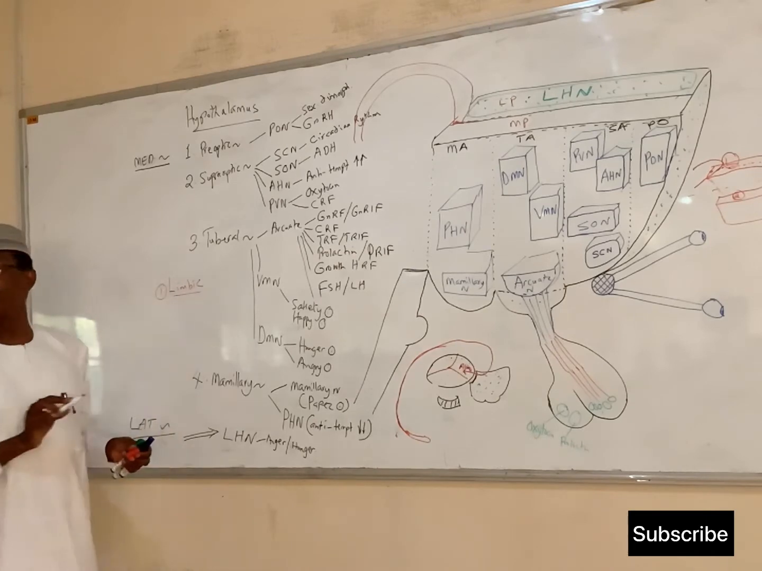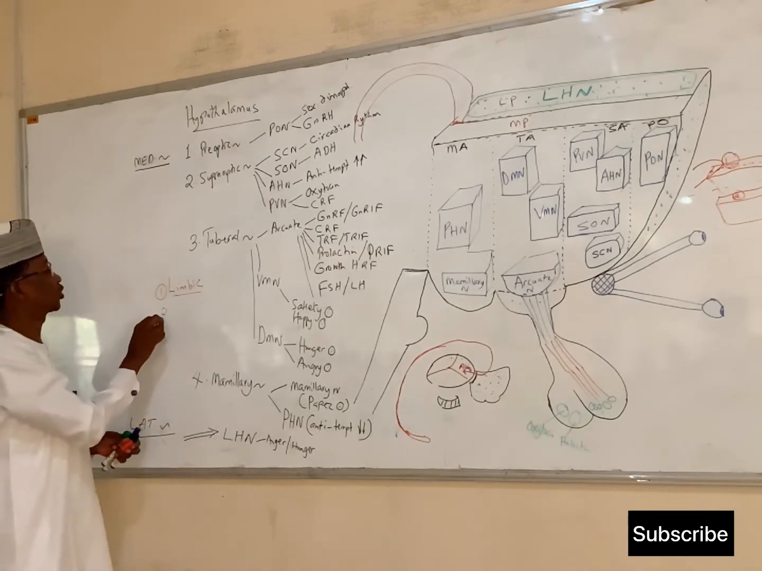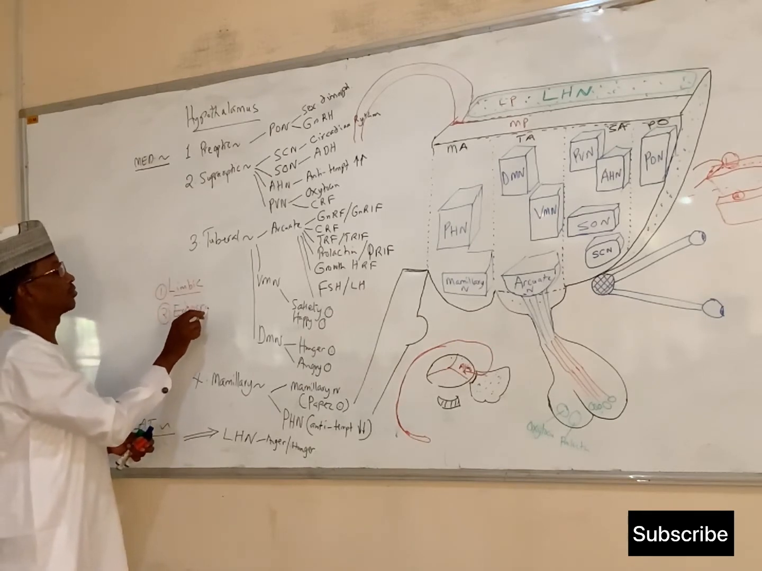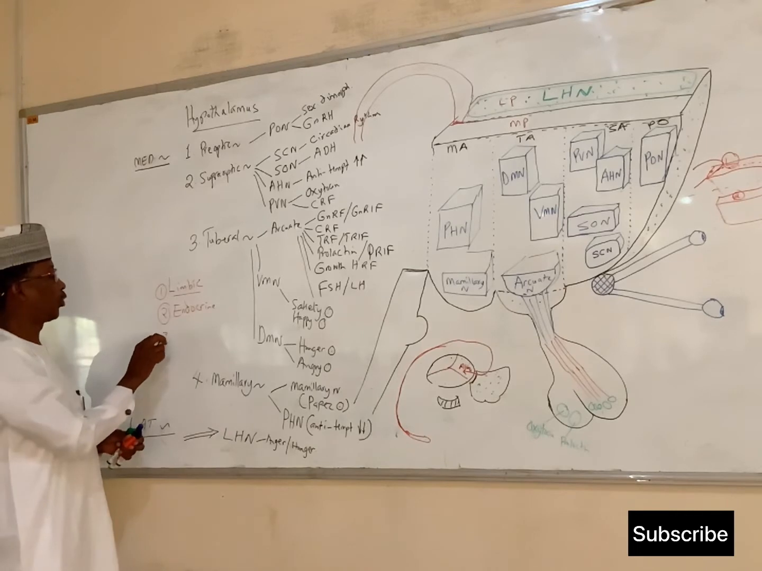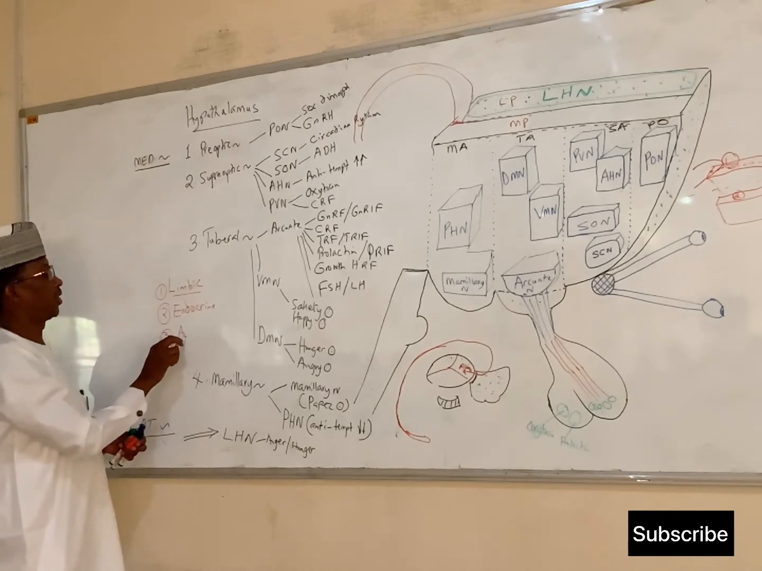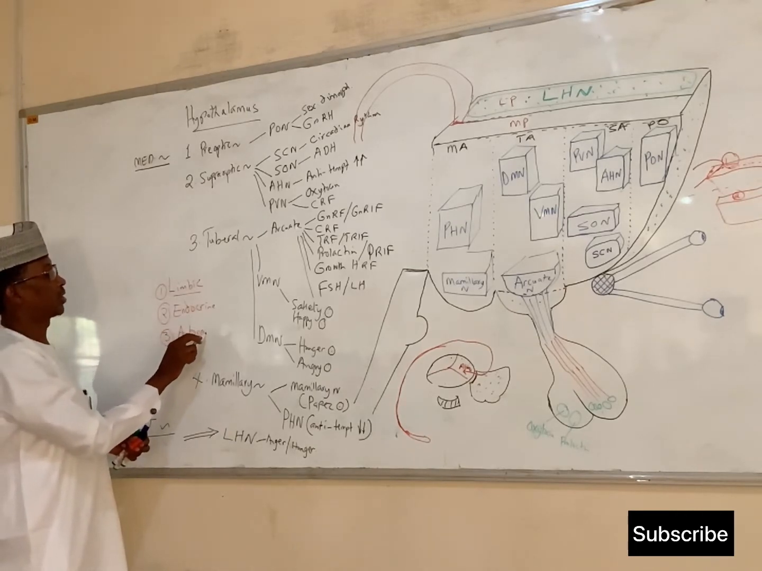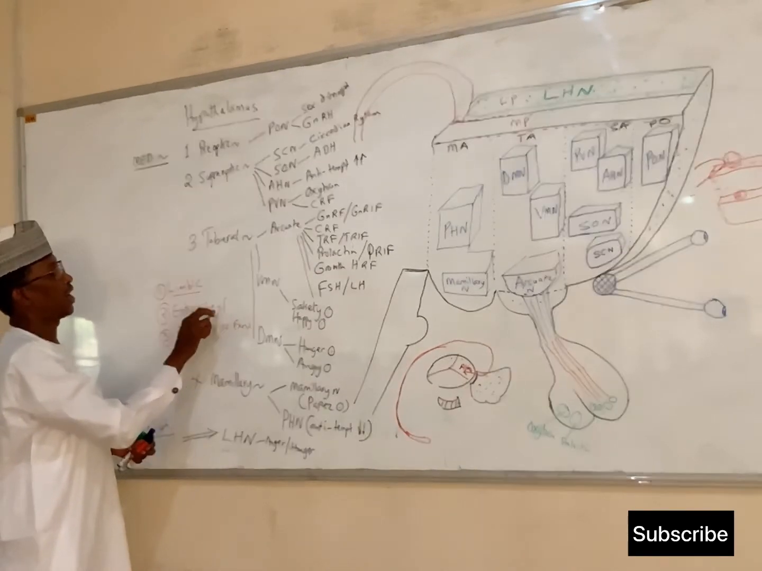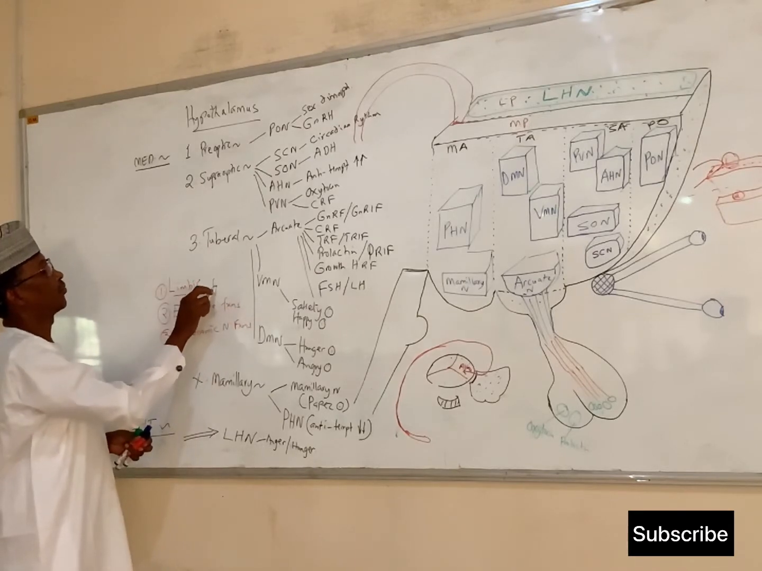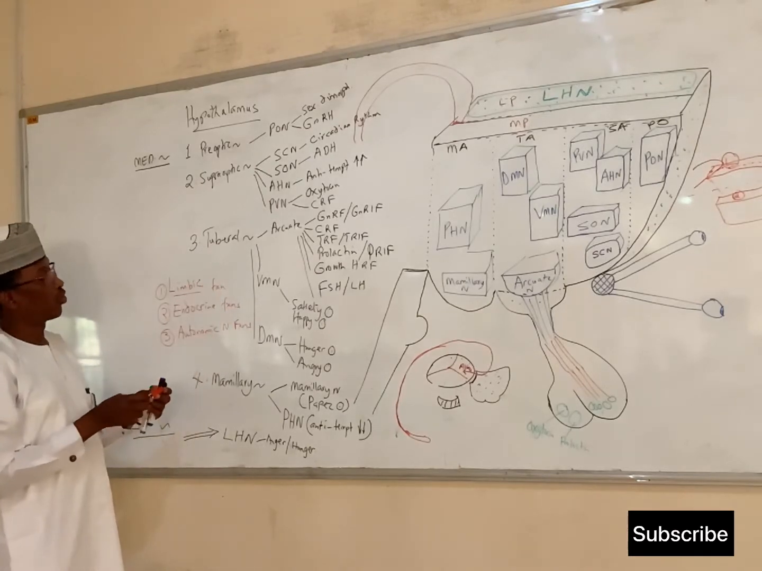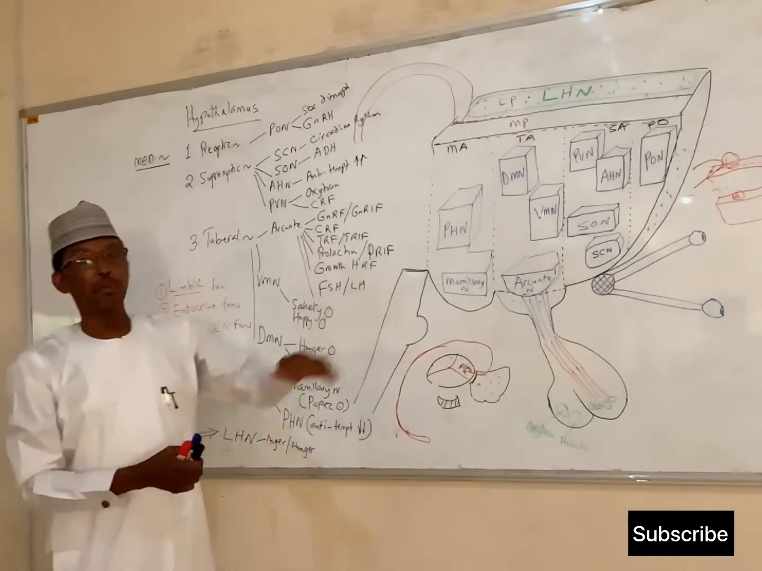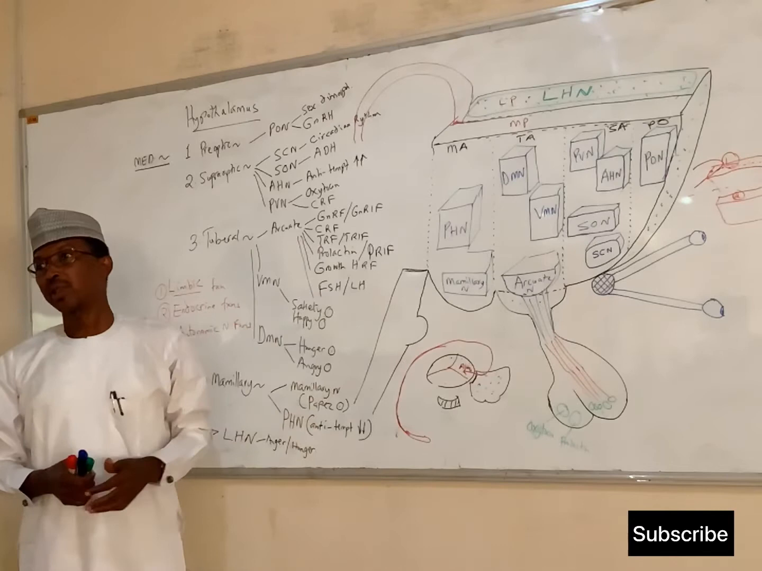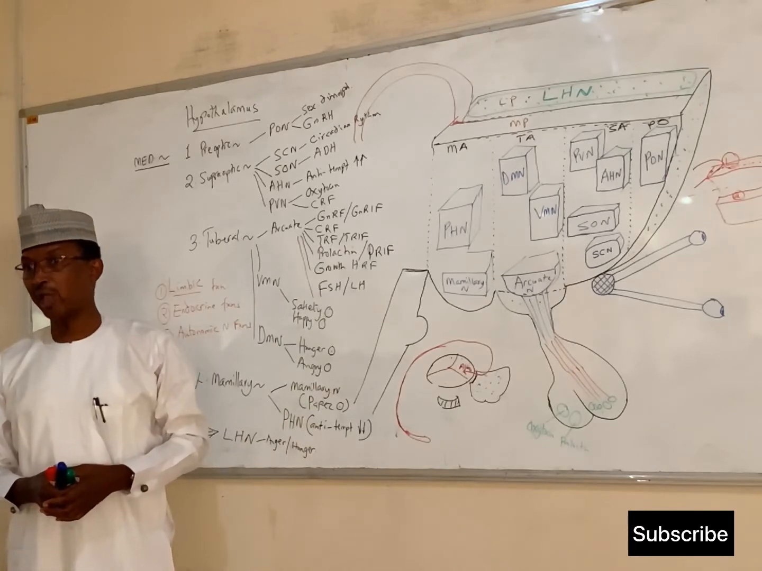That is the first one. And the second function is what we call endocrine function or functions. And the third one is what we call autonomic nervous functions. So we have all these 3 functions for the hypothalamus. And all these 3 functions now are performed by these 11 hypothalamic nuclei. Are you clear?